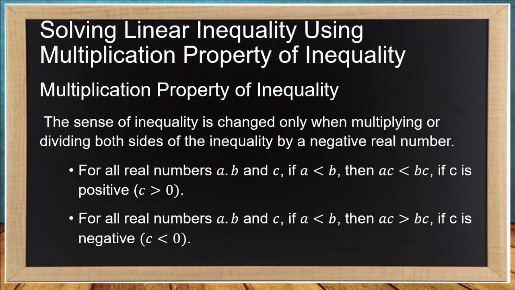But for all real numbers A, B, and C, if A is less than B, then AC is greater than BC if C is negative, which means that if our inequality is initially less than, it will be greater than after we multiply or divide both sides of our inequality by a negative real number. So let us apply that in some examples.